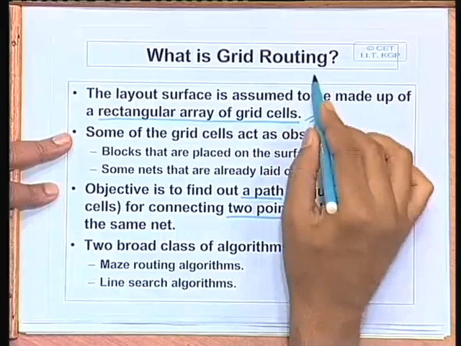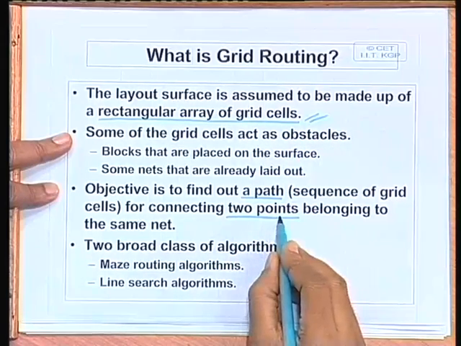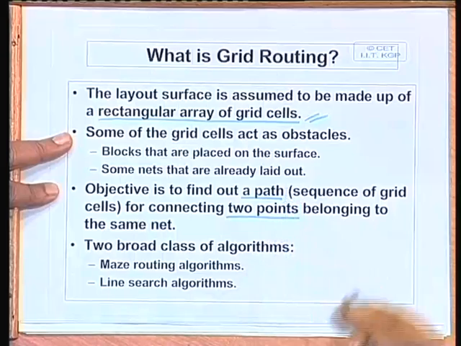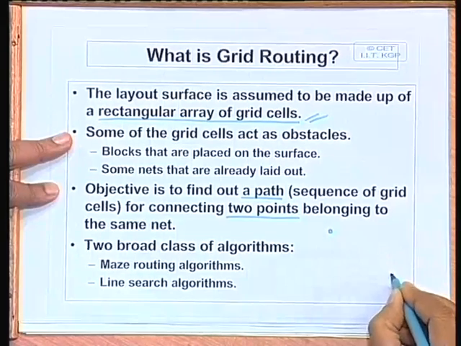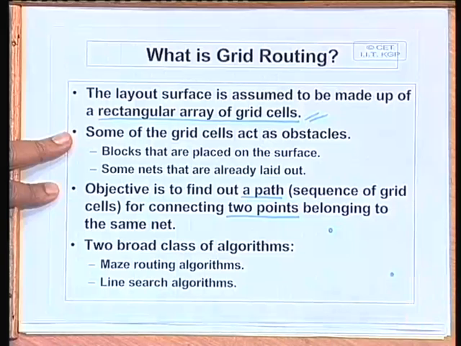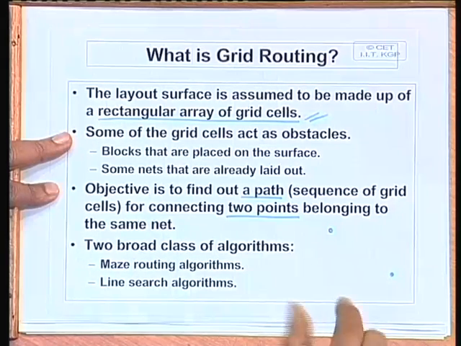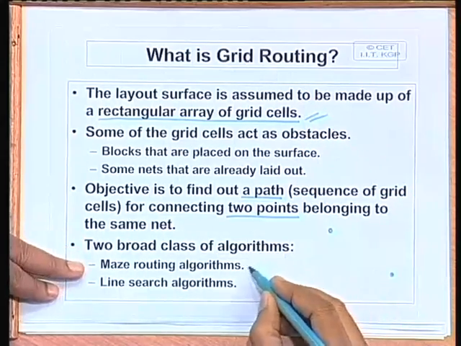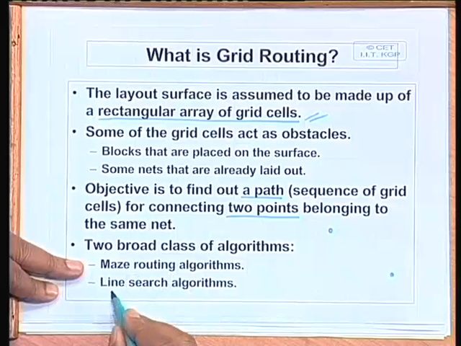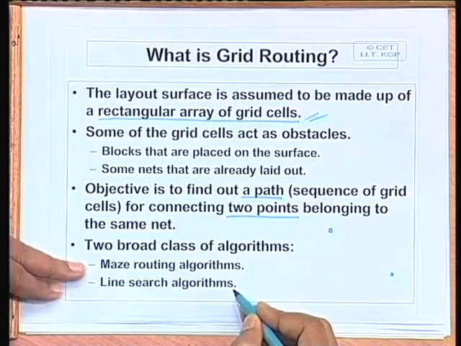So, one characteristic of grid routing is that we consider 2 points at a time. The basic grid routing algorithms consider the sub problem of connecting 2 points one at a time. This kind of sub problem is taken one at a time. We have only 2 points, we have to connect them. Broadly, grid routing algorithms can be classified as either maze routing or line search algorithms. We will be looking into these in detail.